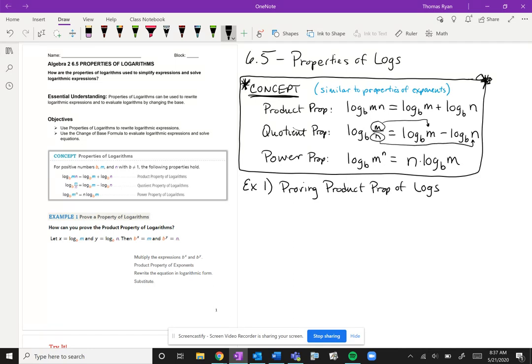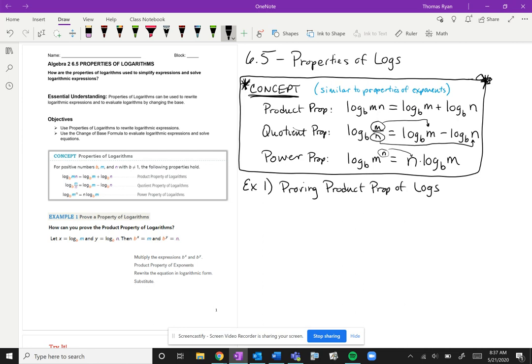And then the power property is if you have the log of some base of something raised to a power, that is the same as sliding the exponent in front as a coefficient and multiplying it by the log base b of the other thing. Okay, so again, these are properties you can use at your disposal.